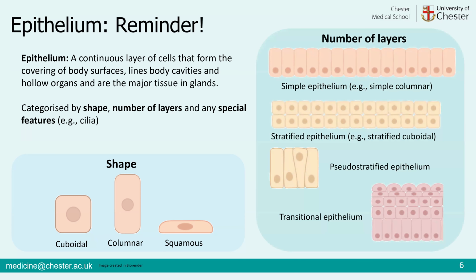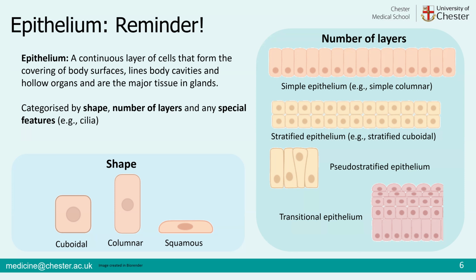So remember, our simple epithelium is a single layer of cells, so they're a simple columnar, and a stratified epithelium is where we have one or more layers of cells. So where it's something like a stratified cuboidal, we wouldn't typically see more than perhaps 2 or 3 layers. But as we've seen before with something like a stratified squamous, that could be 15 to 20 cell layers thick.